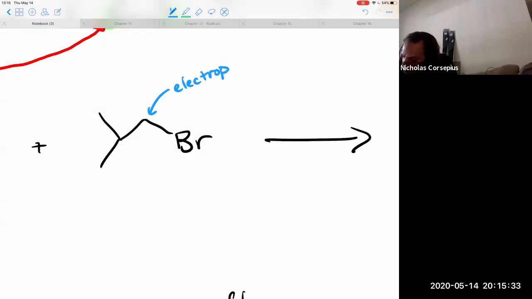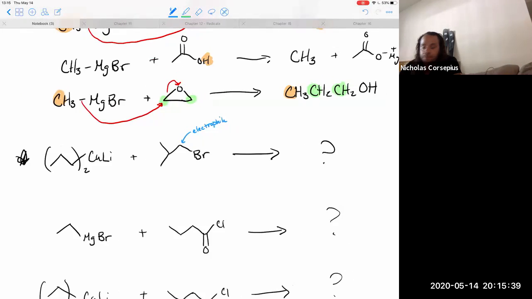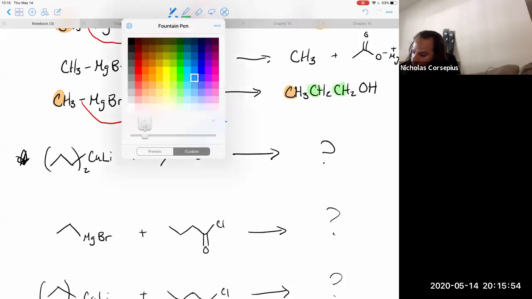electrophile, right? That carbon on the alkyl halide bond, kind of the exact opposite of what we think about when we look at an organometallic and immediately think nucleophile. When I see an alkyl halide, 9 times out of 10, that carbon is playing the role of an electrophile. All right, so what's gonna happen here?